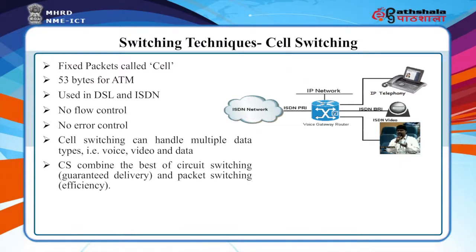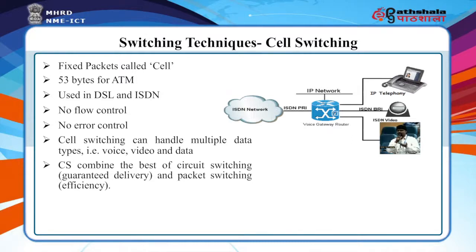In ATM, 53 byte packets, that is 48 bytes for data and 5 bytes for the header, are used for transmission, and the same technique is also used in DSL and ISDN. There is no flow control and no error control on it, and cell switching can handle multiple data types. That's why ISDN lines are powerful in voice, video and data communication. Cell switching combines the best of circuit switching, guaranteed delivery, and packet switching, efficiency.